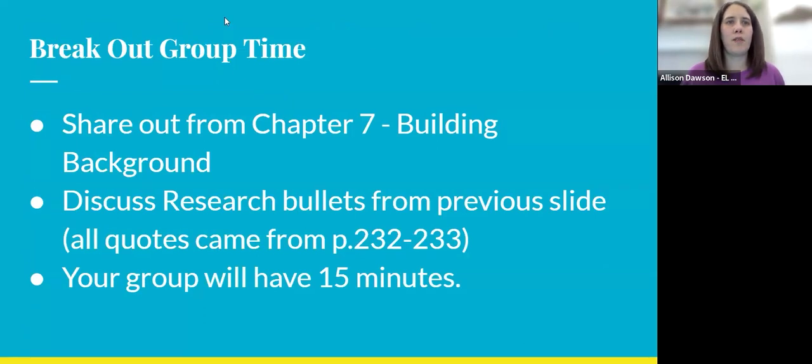Okay, so we might be able to have 3 or 4 groups. In your first group time, you're going to share out a strategy from chapter 7, or one that, if you didn't have a chance to use one, you thought was meaningful or that you thought you might use with students. And then we're going to discuss those research bullets that we just underlined in the chapter, on page 232 to 233.